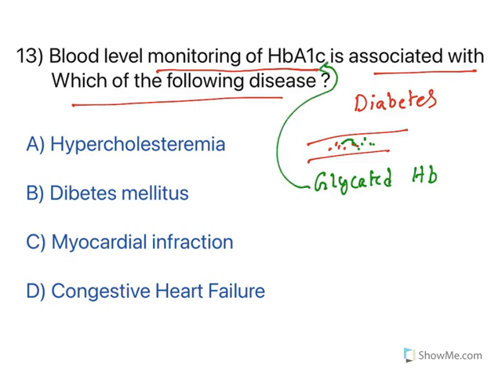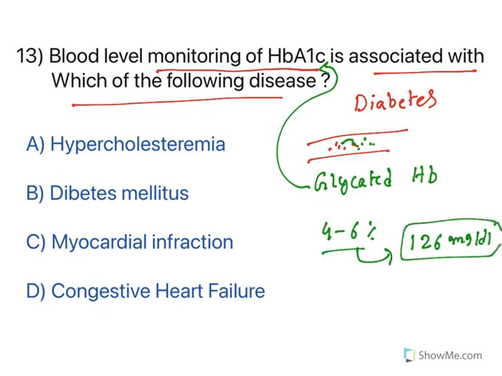So in this test they will find out how much glucose is bound to hemoglobin. The normal levels are 4 to 6%. If someone has 4 to 6% of glycated hemoglobin, that is normal. 6% of glycated hemoglobin means there is around 126 milligrams per deciliter of glucose in the blood. If it is more than this, that indicates a condition of diabetes. For example, if 7% of hemoglobin is glycated, that corresponds to 154 milligrams per deciliter of glucose.